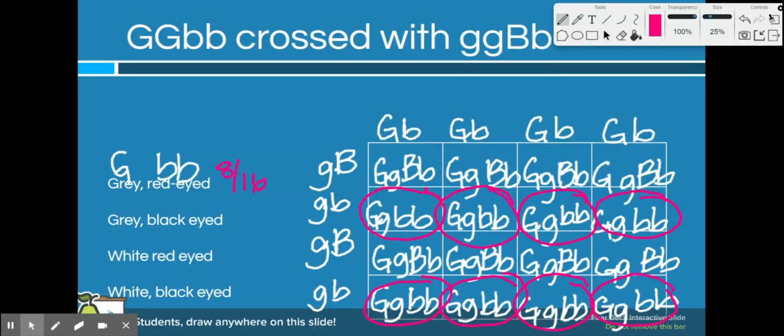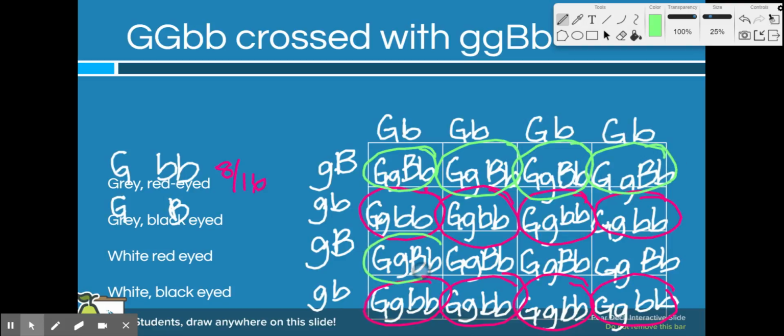Then it wants me to solve for gray hair and black eyes. So this time also capital G's, but for black eyes they need at least one capital B. Since I know that, I can now look at my Punnett square and I'll do these in green. The first row has one capital G and one capital B in all four of these boxes. So all four of these would be gray with black eyes.